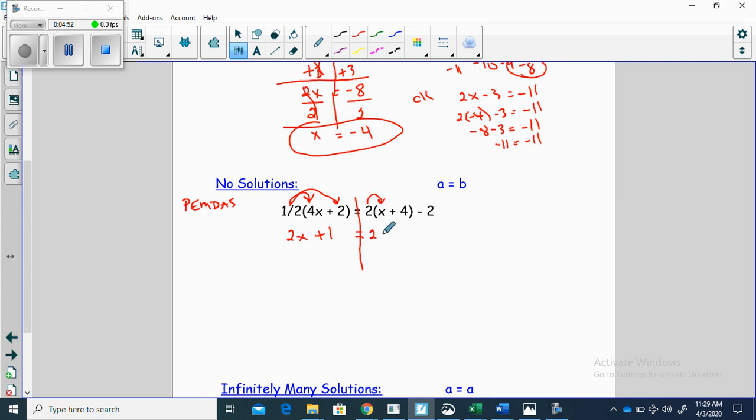2 times x is 2x. 2 times 4 is 8, so that's plus 8. And then bring down our minus 2. Okay, I still have something I can do here. I can collect like terms.